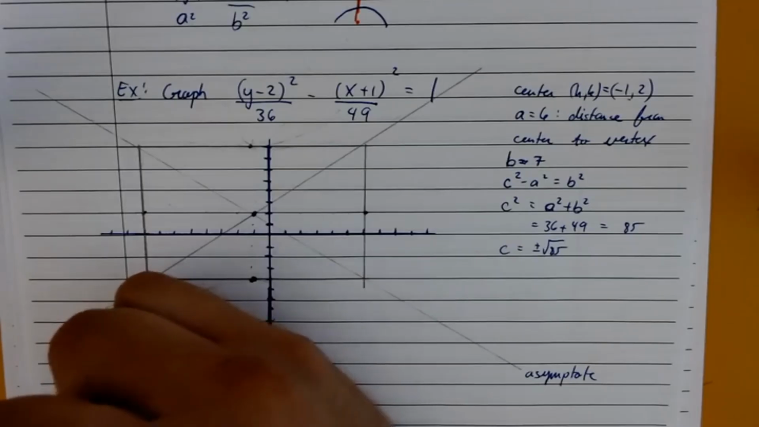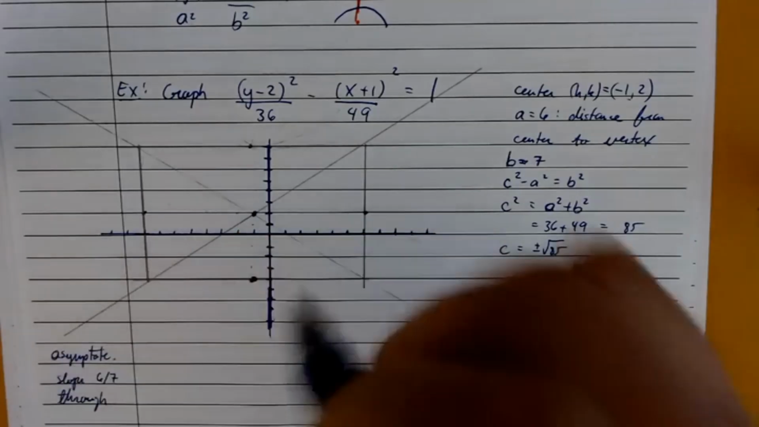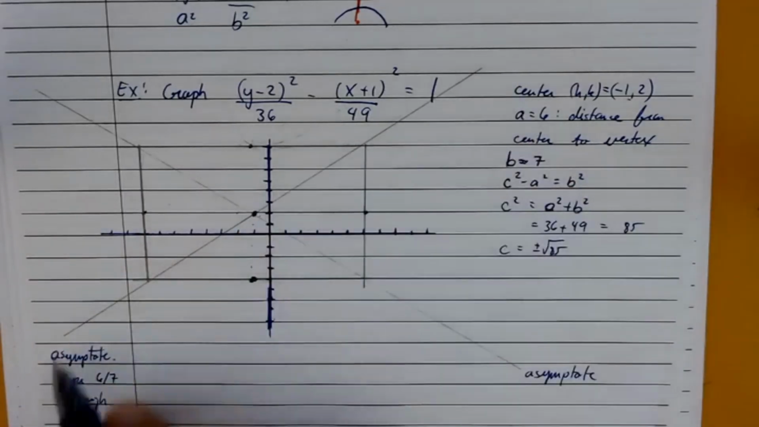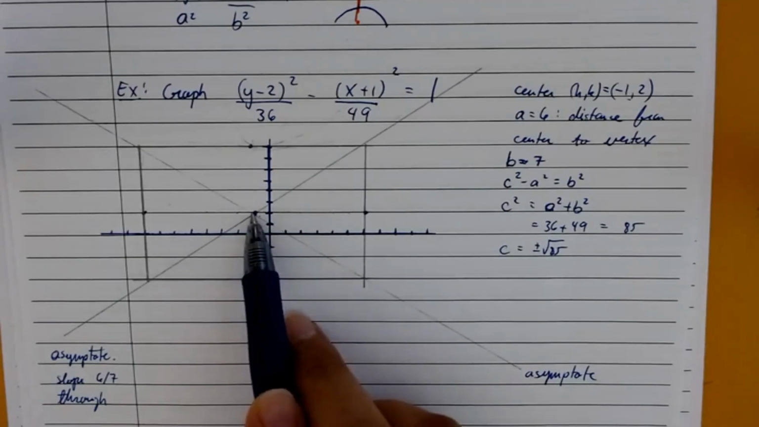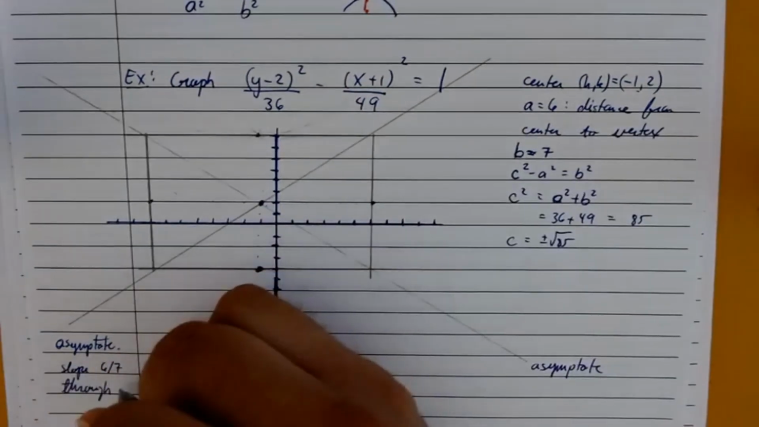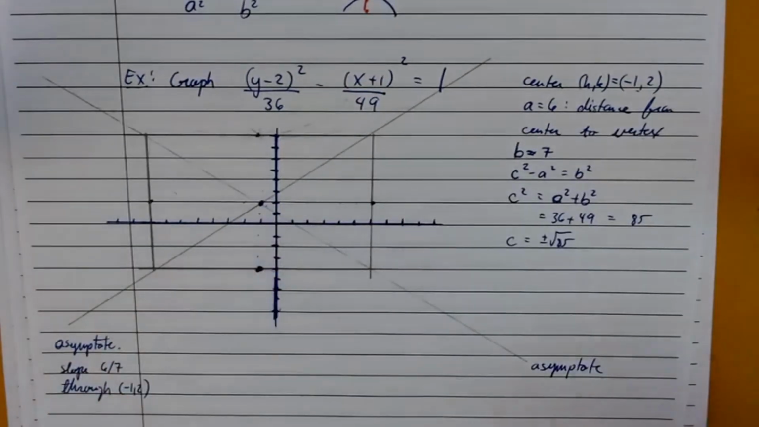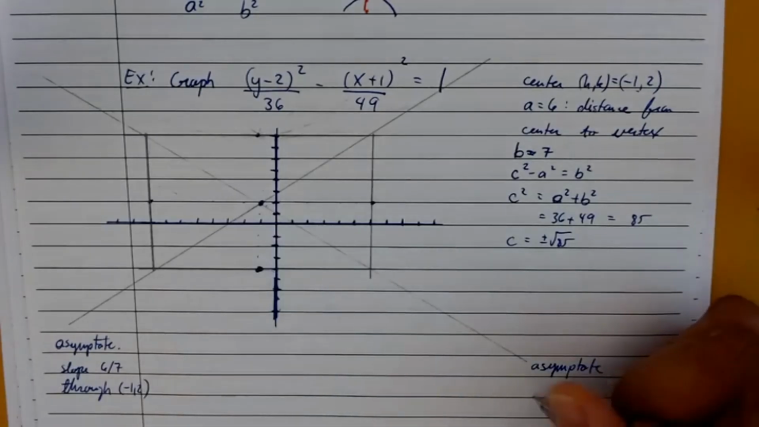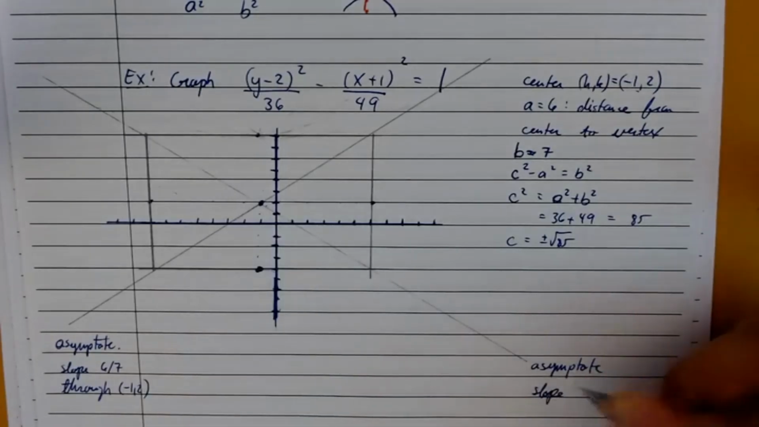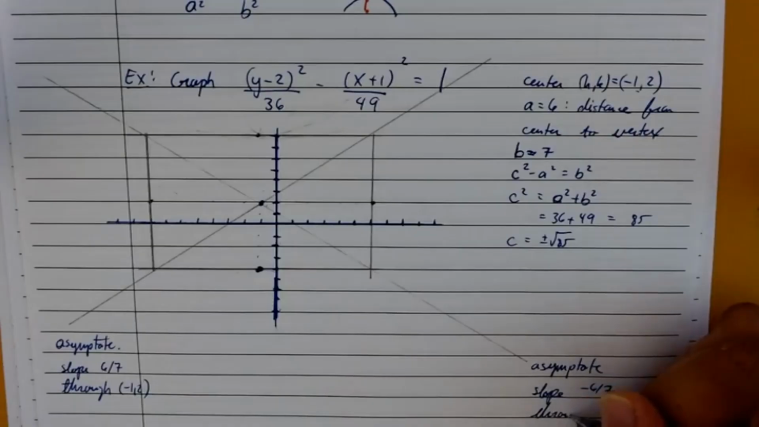And it's going to pass through the point at the center. Notice that when you connect the opposite corners, the two lines pass through the center. That's not an accident. That will always happen. It's going to pass through the point -1, 2. Likewise, this asymptote has a slope of, we're going to go down 6 over 7. So this will have a slope of -6 over 7, and it's going to pass through the point -1, 2. So we can create the equations of these asymptotes fairly simply.